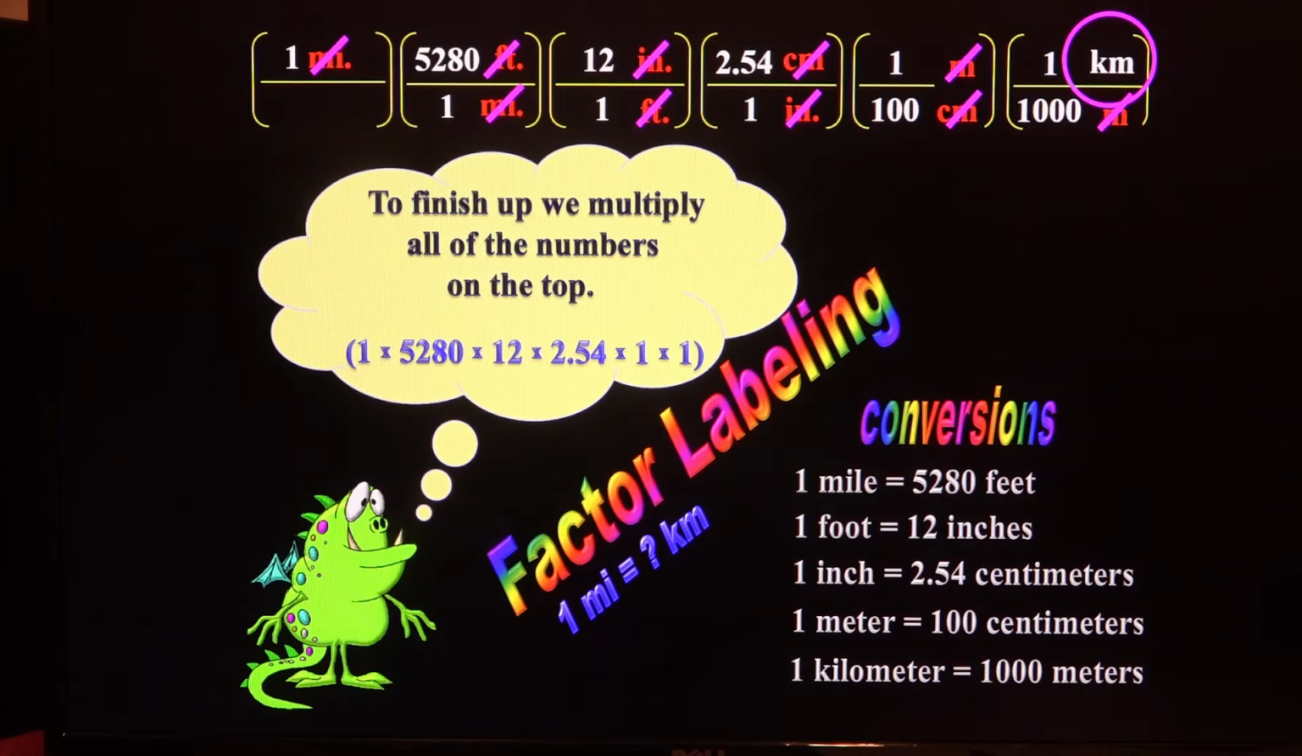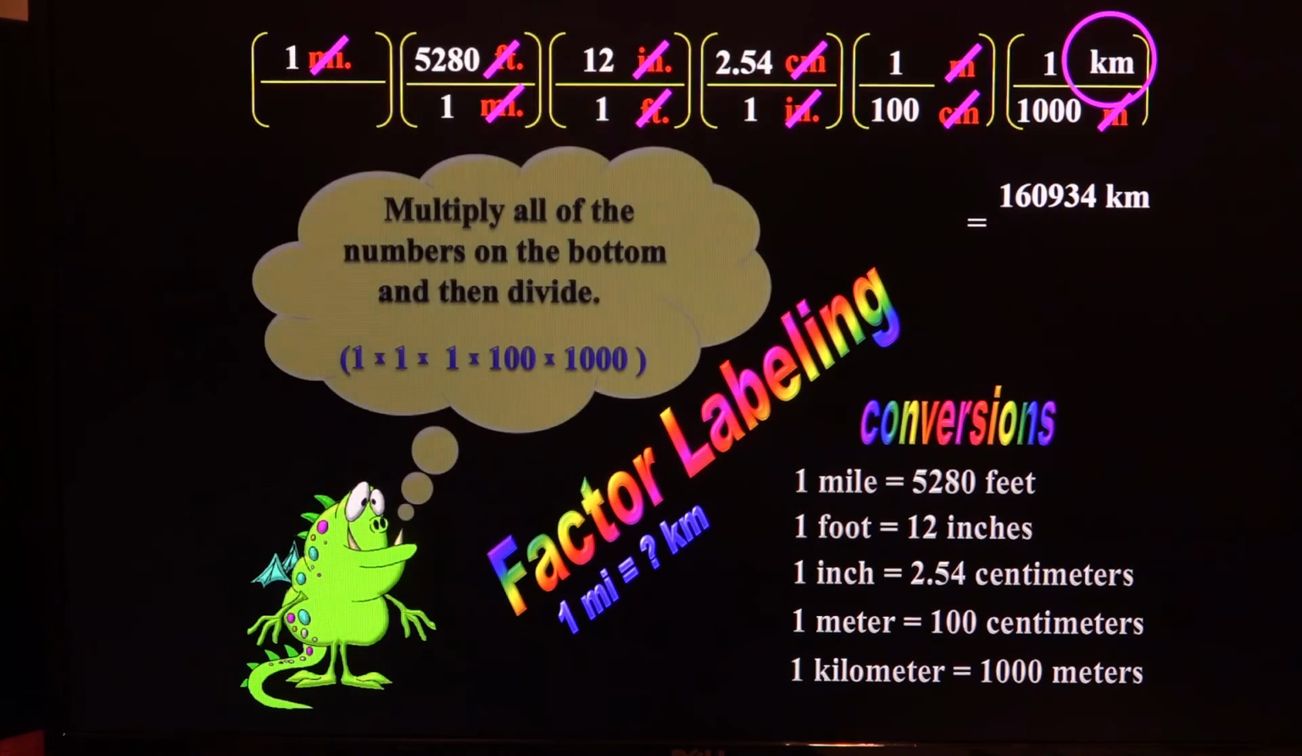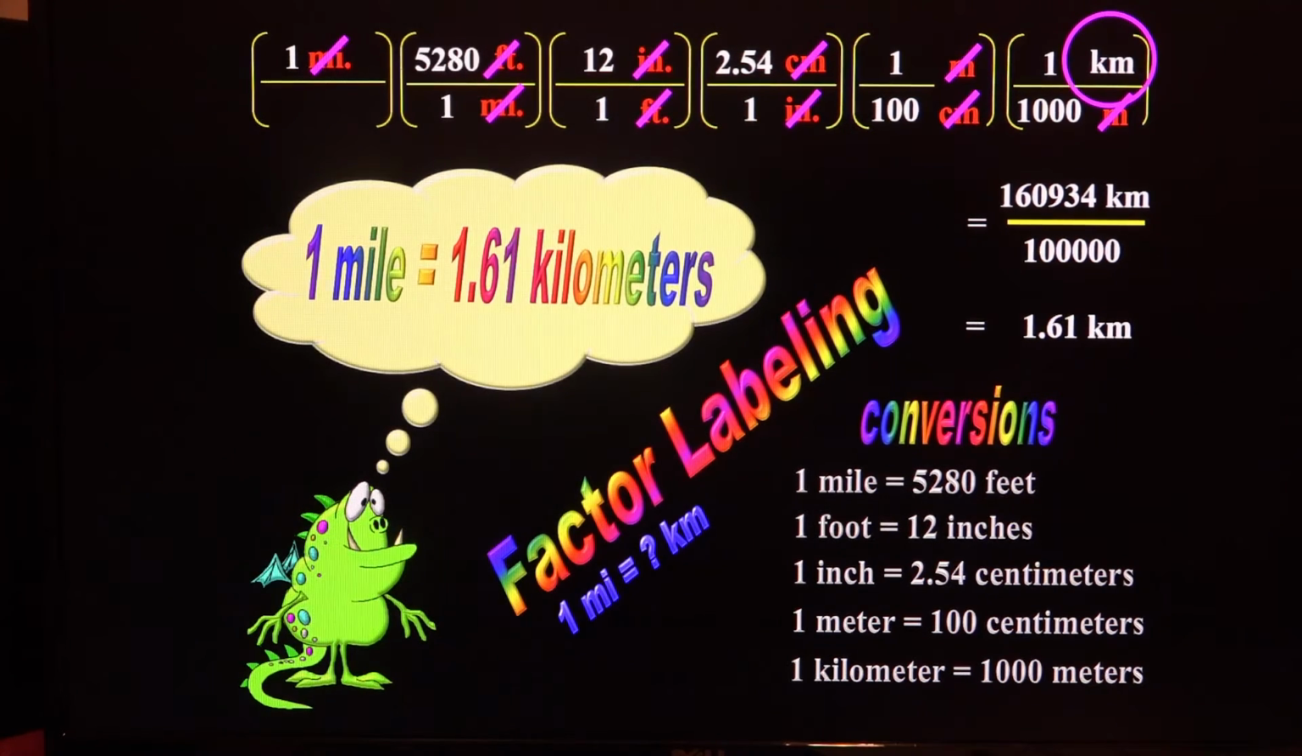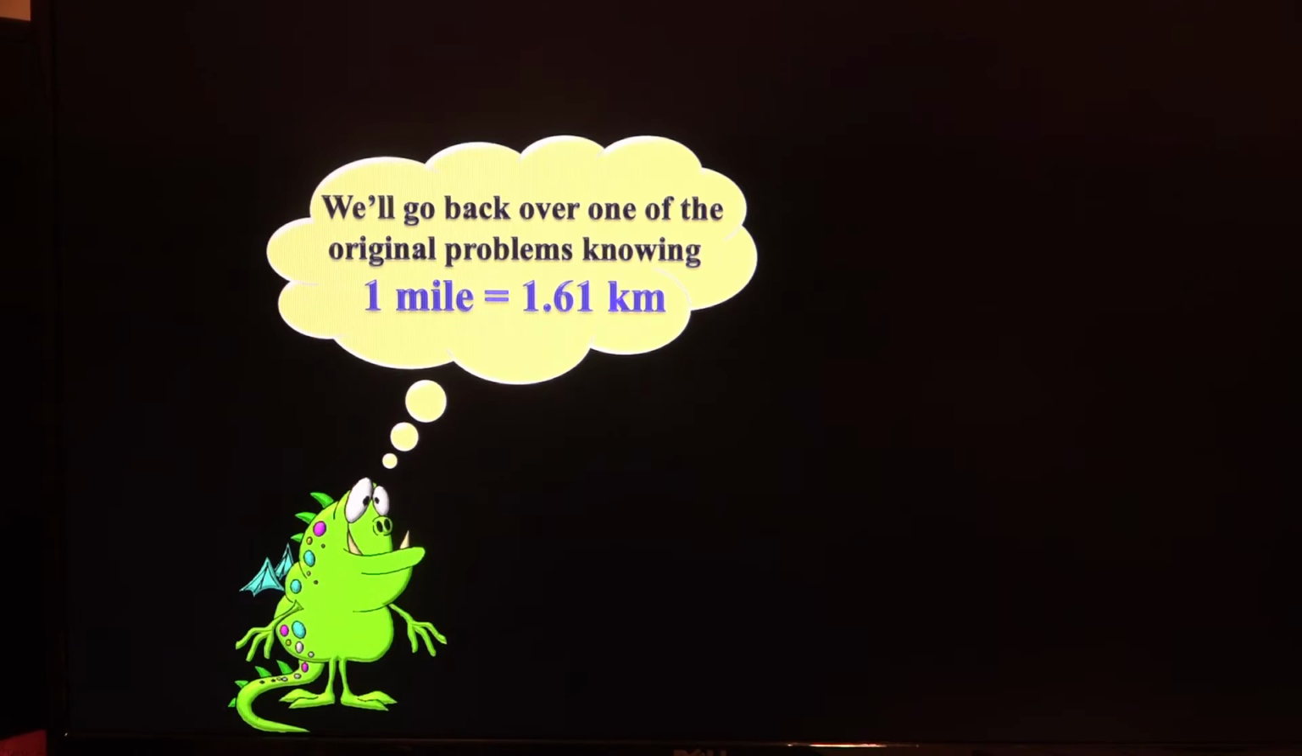To finish up, we multiply all the numbers on the top. We multiply all the numbers on the bottom and then divide the bottom into the top. And we end up with 1 mile is the same as 1.61 kilometers. We'll go back over one of the original problems knowing 1 mile is the same as 1.61 kilometers.